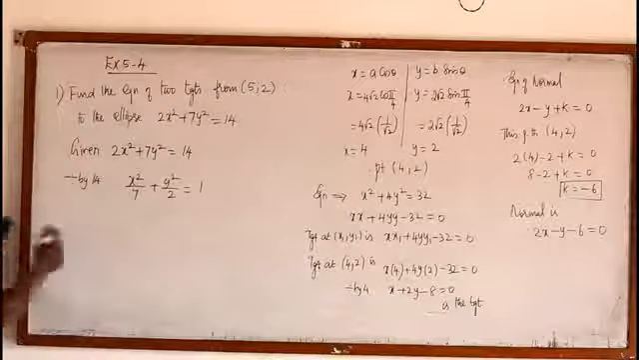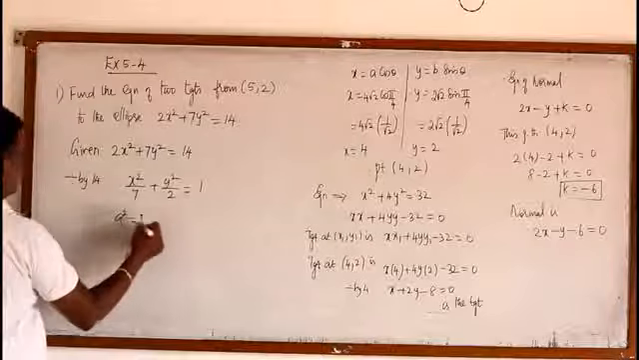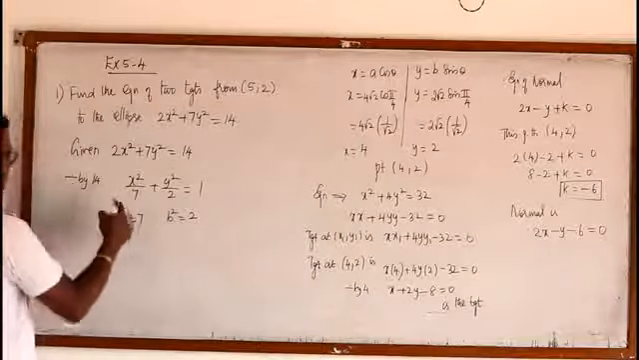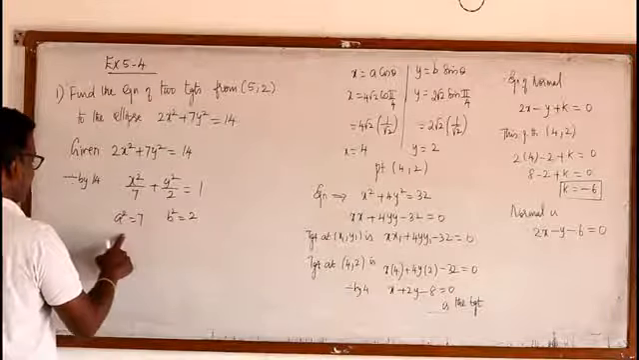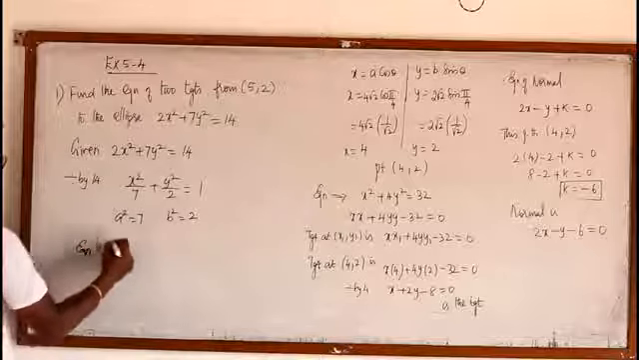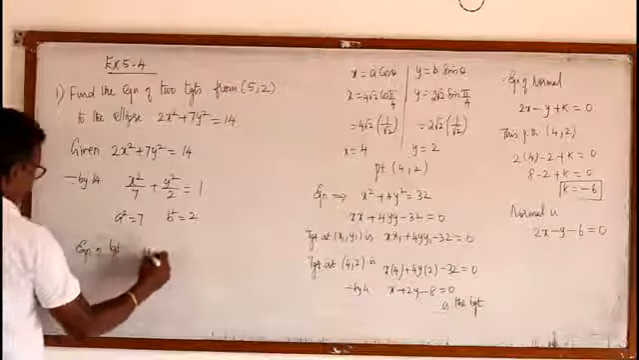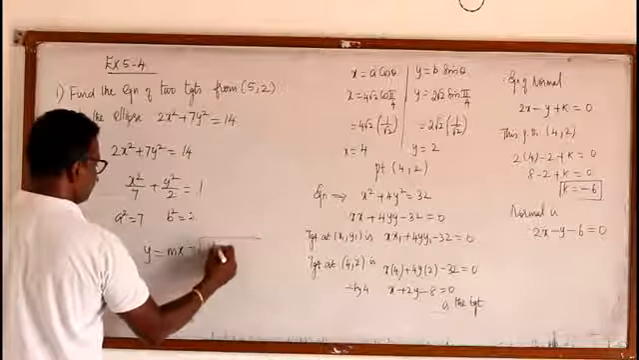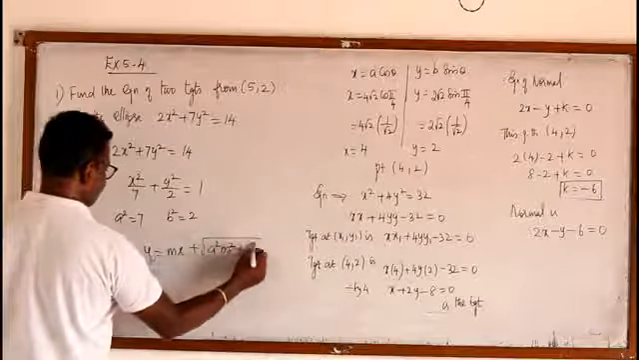Then the bigger number is 7, so this is a² and this is b² = 2. Remember, for an ellipse I must take the larger one as a² and the smaller one as b². Then the equation of tangent is y = mx ± √(a²m² + b²).